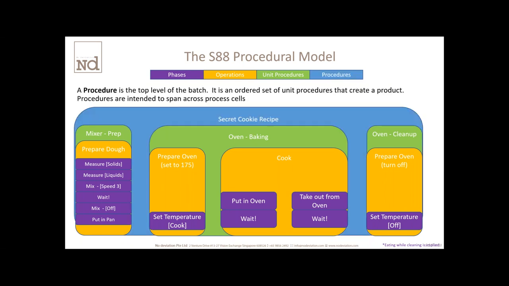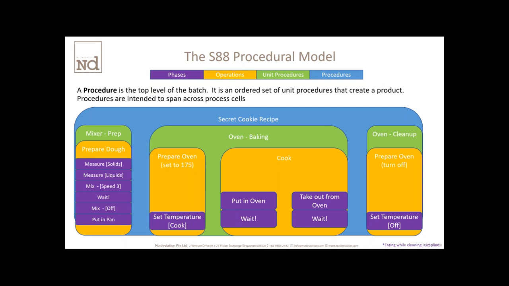And then finally, there's the procedure. The procedure is the top level of the recipe or the batch, and it's meant to involve multiple units and unit procedures. So if you run it from left to right, the secret cookie recipe procedure requires the mixing unit to do the dough makeup, a major change in the product from the raw materials to dough. And I know plenty of people that would stop right after the dough prep and call it a day and just eat raw cookie dough. But the oven needs to be preheated, and then the cookie dough needs to be put in the oven. Baking is a major change in the product from the raw dough to gooey warm cookies. That entails both heating up the oven and cooking them. But then finally, the oven needs to be turned off, marking a major change in the equipment as part of the cleanup unit procedure on the oven.